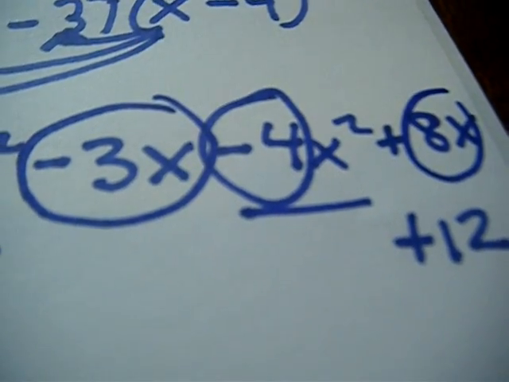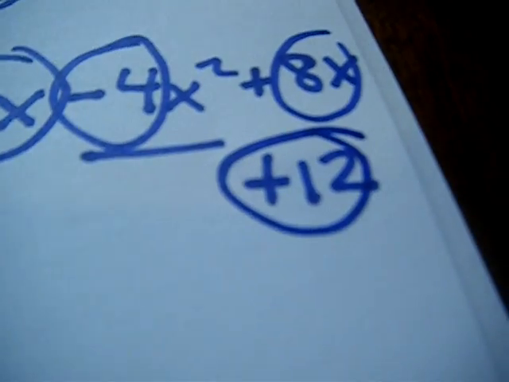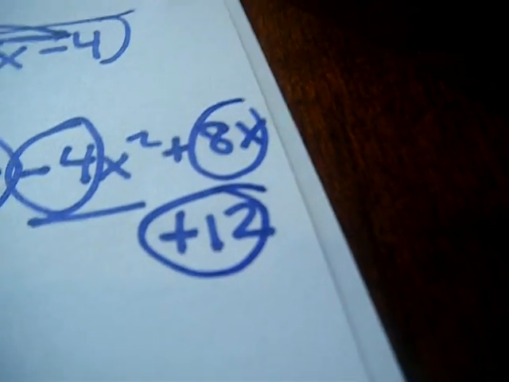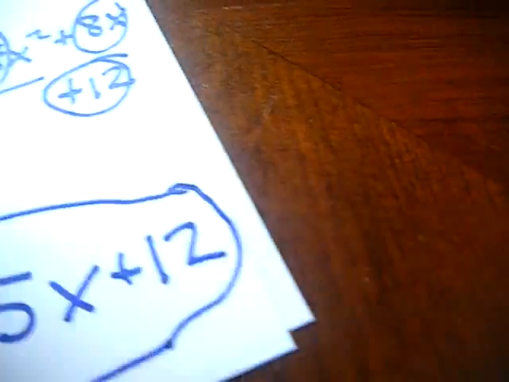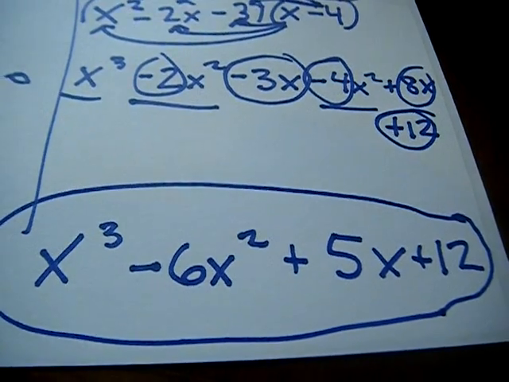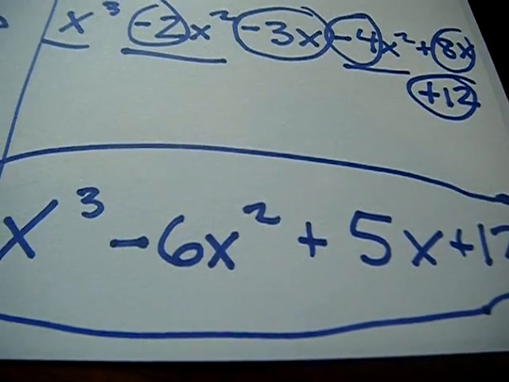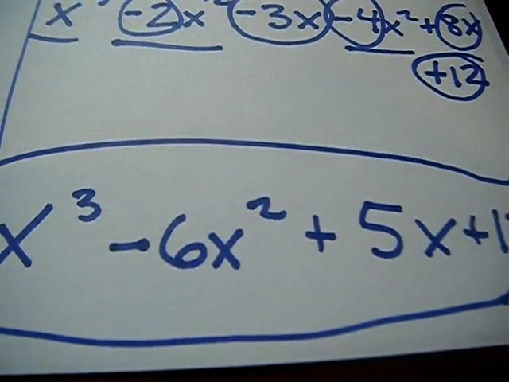Negative 3 plus 8, because 8 is positive, is positive 5x. And then positive 12 just stays the same because it has no other like terms. So then you just write that in next to 5x. And so then your final answer is x to the third minus 6x squared plus 5x plus 12. And you order it this way because it is in standard form, in descending order of the exponents.